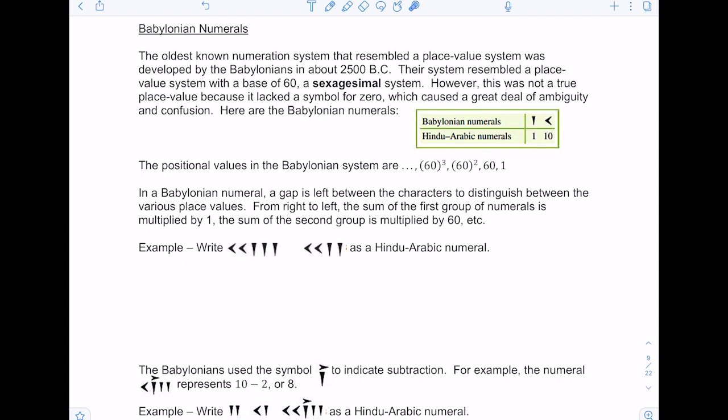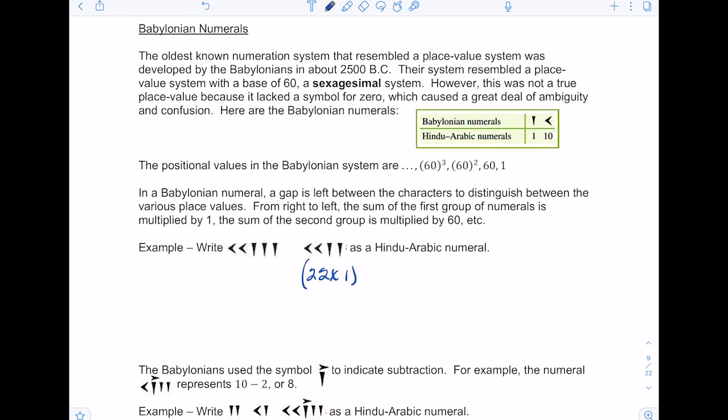So if we were to write these Babylonian numerals as our Hindu Arabic numerals, the ones that we're familiar with, again, we would have this first group here. I have 2 arrows, which represents 10 times 2. So that's 20 plus 2. So that's 22 times 1.